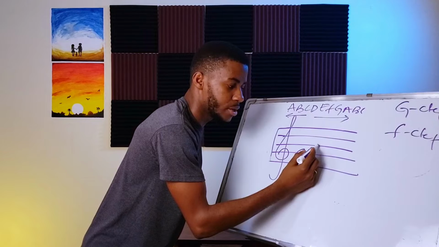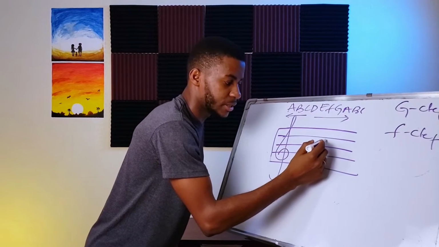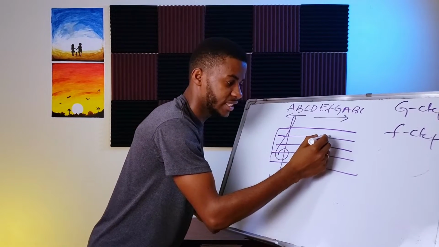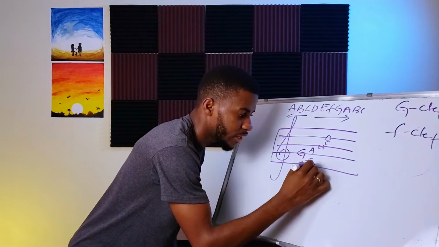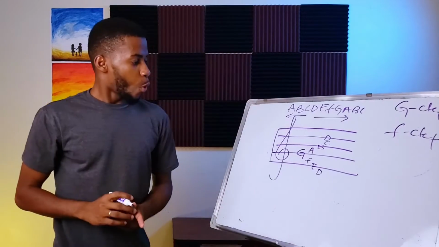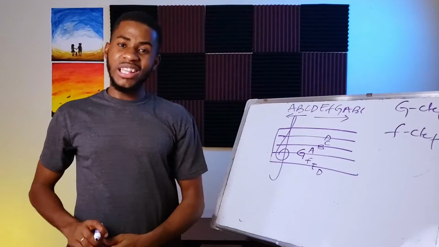What do you think this line would be? B, and this space would be C. This would be D, and so on. What if we're going that way? This would be F. This would be E, this would be D. What if we want to go further? What do you think we should do?